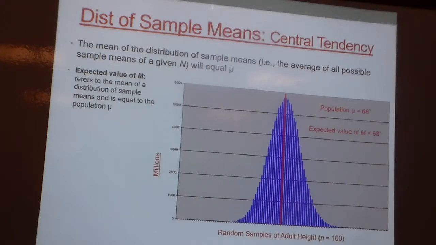Okay. Distribution of sample means. The mean of the distribution of sample means is equal to the population mean. So if I have random samples of adult height and I know the population mean is 68 inches, and I run samples of 100, the mean of my distribution of sample means, or the expected value of the mean, is going to be equal to my population mean. I should expect that the mean of my distribution of sample means is going to be 68 inches.